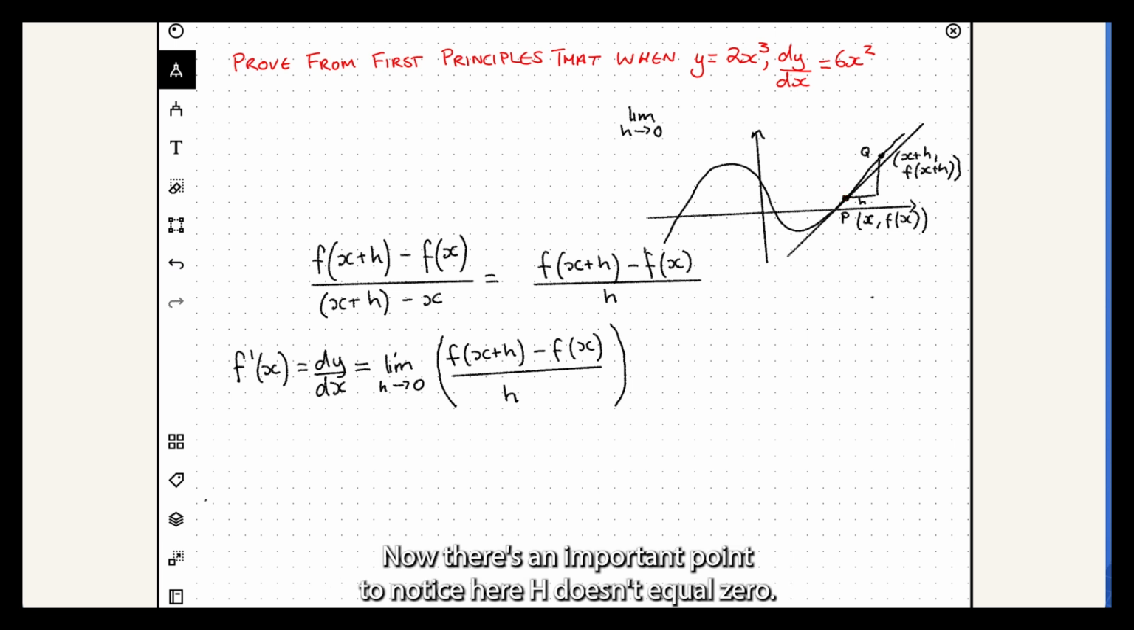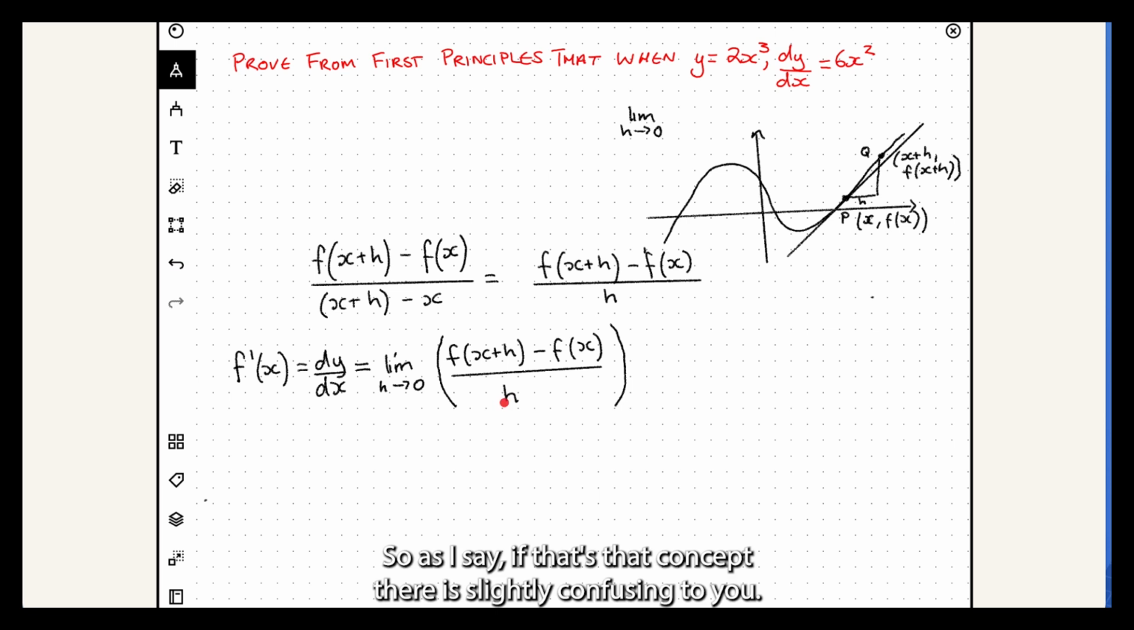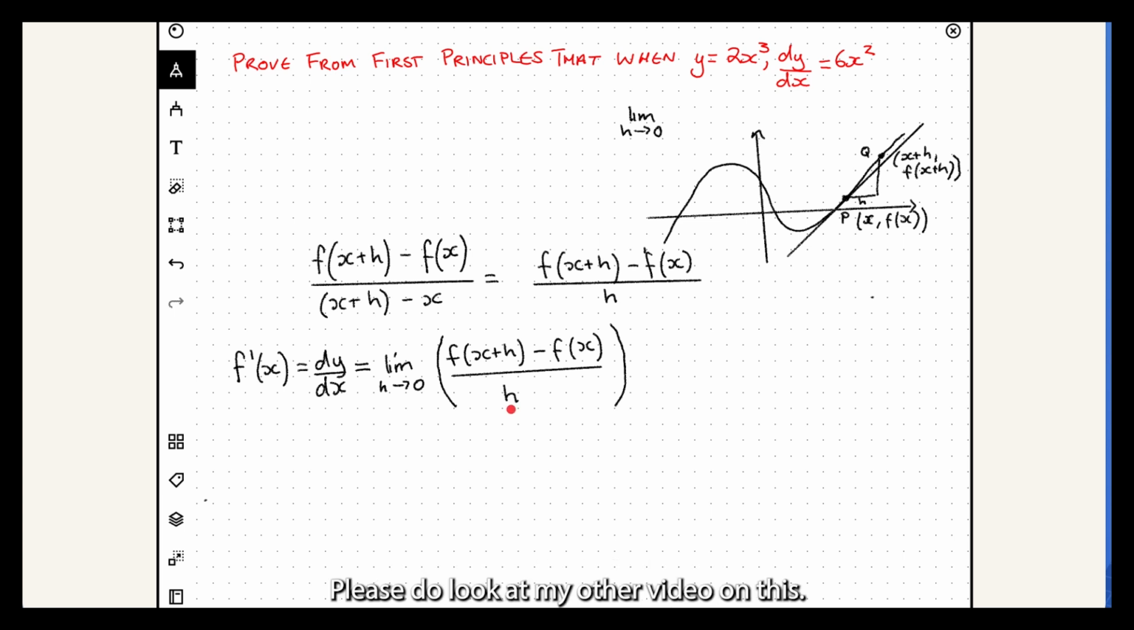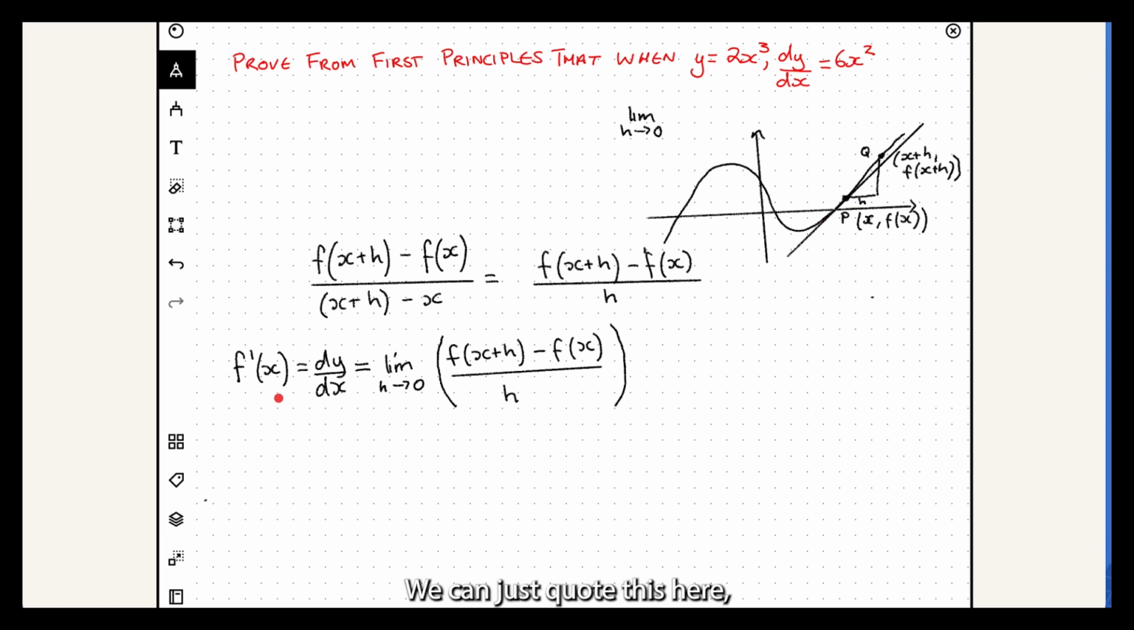Now, there's an important point to notice here. H doesn't equal 0. H gets very, very close to 0. So, as I say, if that concept is slightly confusing to you, please do look at my other video on this. So this is first principles, and if we were answering a question like this in the exam, we don't need to go through all of this explanation here. We can just quote this equation here, so we can write this down first.